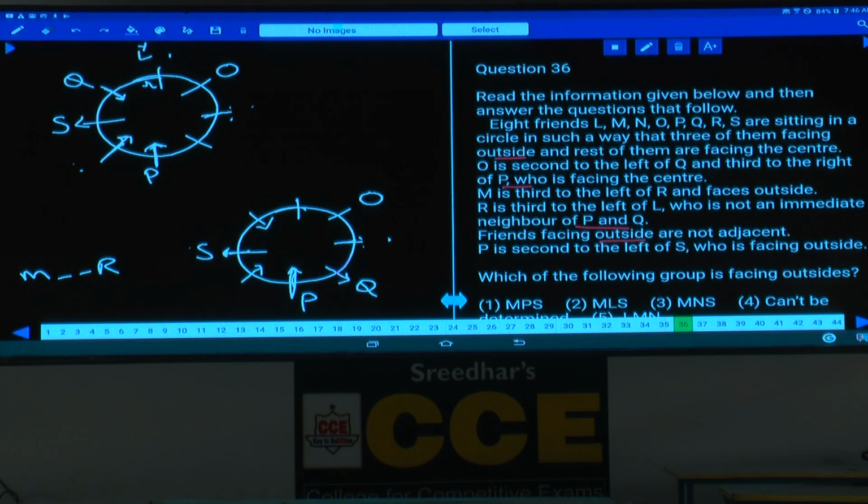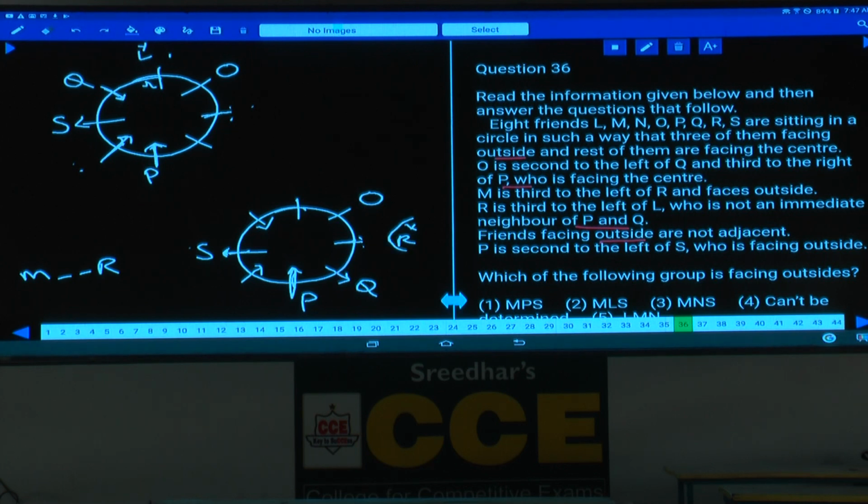Clear now? Now, this person is away, then any information regarding this one? Q and O. And P is seated second to the left of S. Then M is third to the left of R, and R faces outside. M is third to the left of R, and R faces outside. M is third to the left of R. As M is third to the left of R, R cannot be at this place at all. Why R cannot be here, tell me? Because the persons who are away from the center are not seated adjacent to each other.